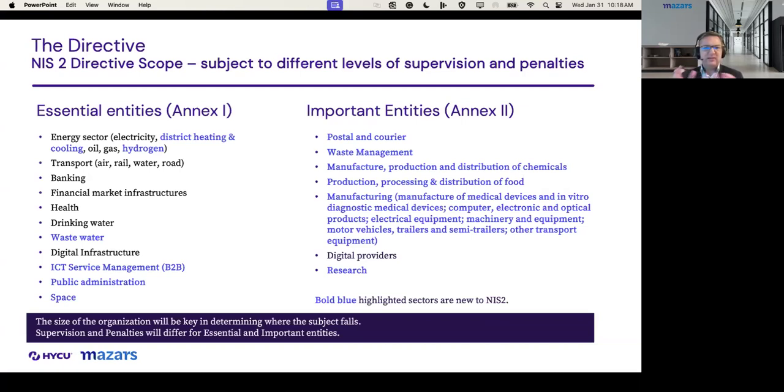Basically, as I've mentioned before, the size of the organization will be key in determining where the subject falls in the sense of how important it is, how essential. So it's a combination matrix. A lot of countries actually have a questionnaire available where you can go online and fill it out, and it's going to give you an approximation saying, hey, we consider you to be part of it, and you are most likely going to be an essential entity, or you're most likely going to be an important entity.